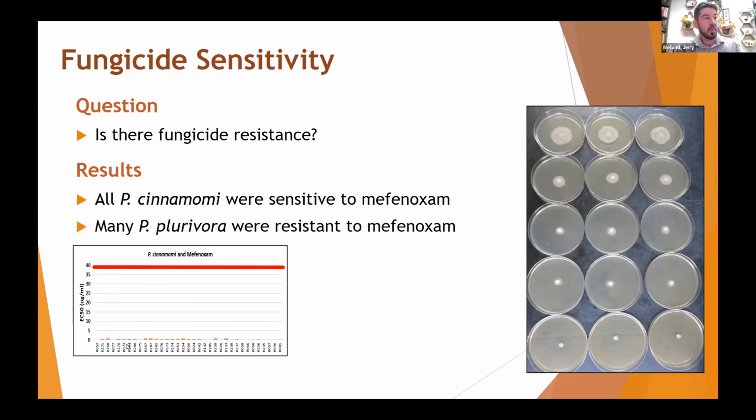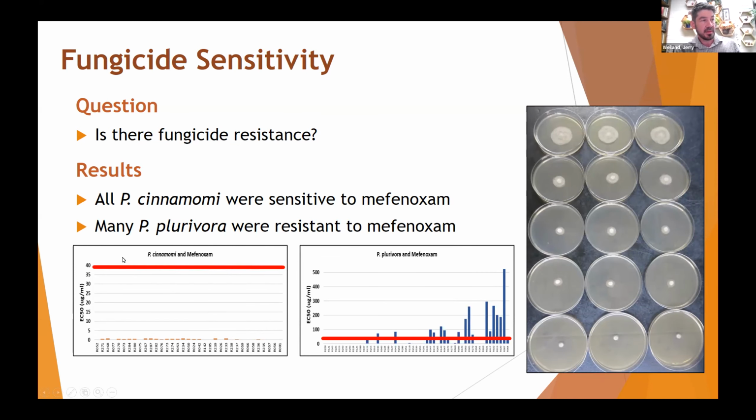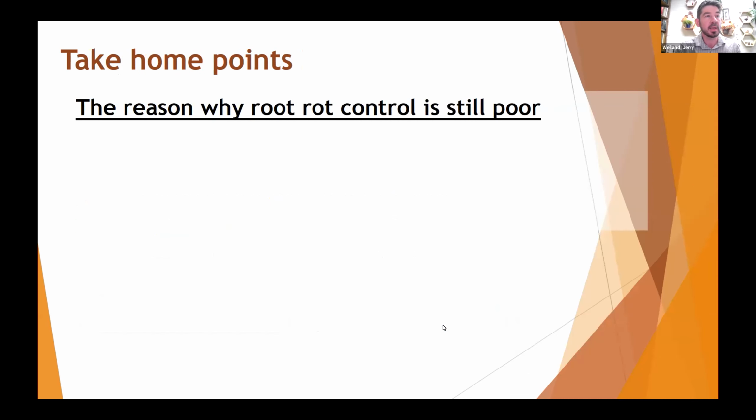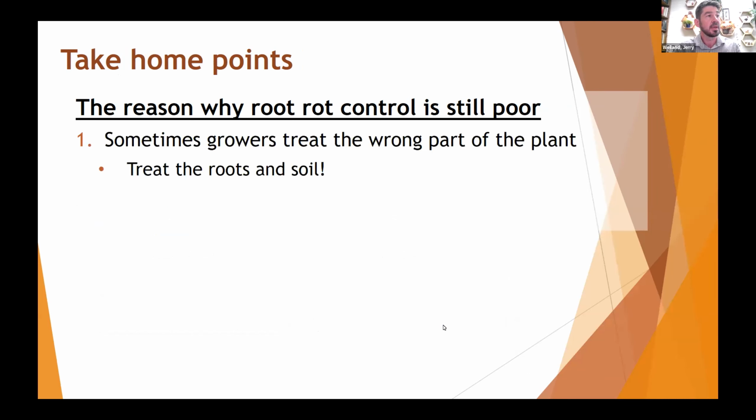Compare that to what happened for P. pleurivera. We tested 53 isolates there, and there's the 40 line, that's the maximum label rate right there. This is the scale here. We found many isolates of Phytophthora pleurivera that were resistant to mefenoxam. And the same thing held true with phosphorous acid, and I'm not going to show you that here. But this is where it's really important to know which pathogens you're dealing with, because Phytophthora pleurivera has this propensity to develop fungicide resistance. And that is probably one of the main reasons why root rot control is still poor in the ornamental nursery industry.